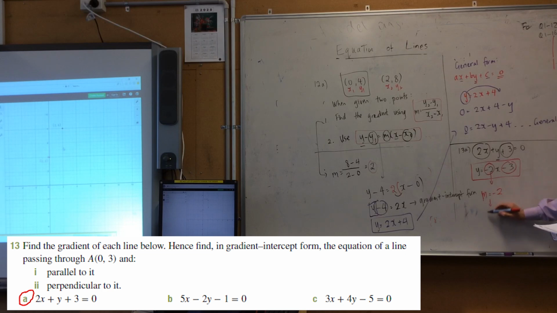If I want to know the gradient parallel to that gradient, remember from last lesson, if two lines are parallel, the gradient values are equal. That's right. So that means that's my gradient if it's parallel. But what if it was perpendicular? Reciprocal. If it's perpendicular, remember this is minus 2 over 1 right now. If I flip it and put a minus in front, it'll be 1 over 2. Does that make sense?